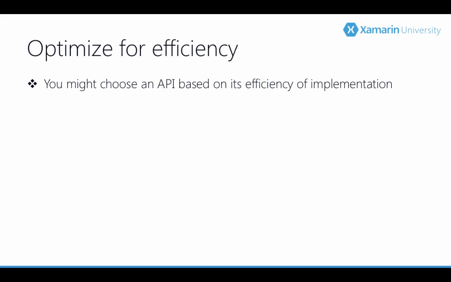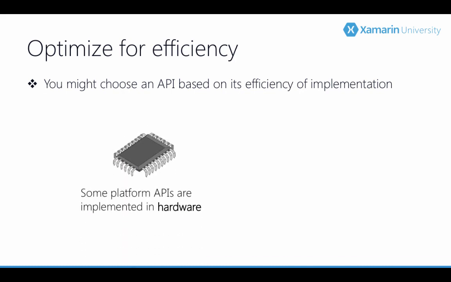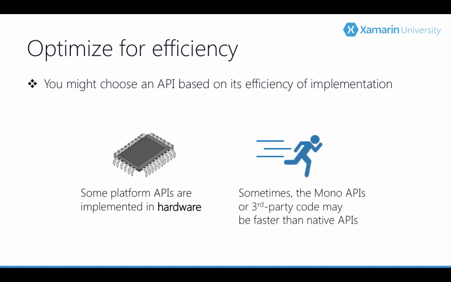So if you plan to target low-power mobile devices, then efficiency of implementation may be a high priority for you. So some manufacturers do include hardware implementations of some crypto algorithms, which typically make them significantly faster to execute. Now, when comparing software implementations, there's not always a clear winner. Sometimes the native APIs are faster, sometimes the third-party code is faster. So if performance is a top priority, you'll probably need to do some testing and some research.